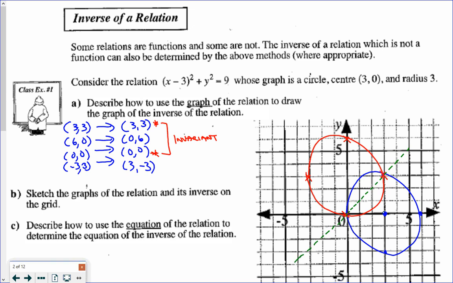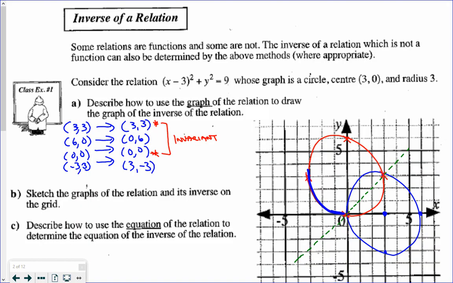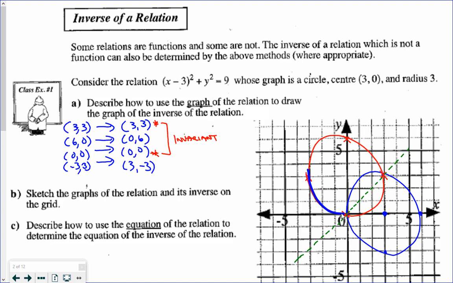So using my mirror, my magic pen here, this part of the blue is going to become this part of the red. It's reflected across that green line. I'm just going to wait for that to disappear. And then this part of the blue becomes this part of the red. Okay? So again, you should be able to see that reflection happening.